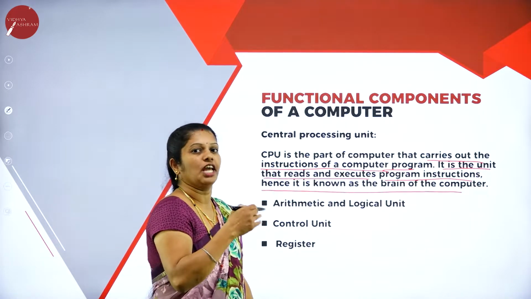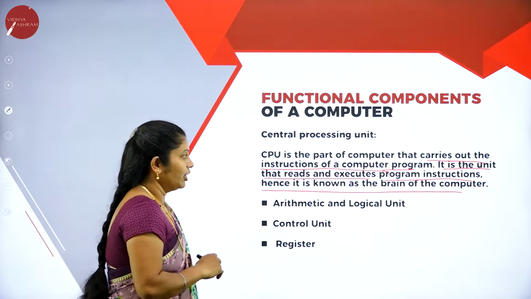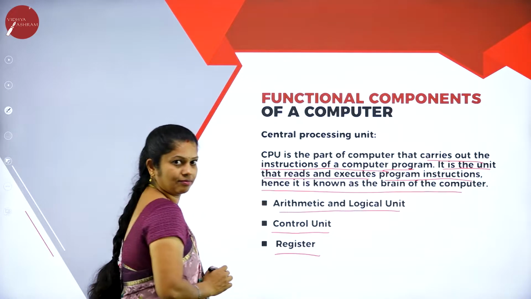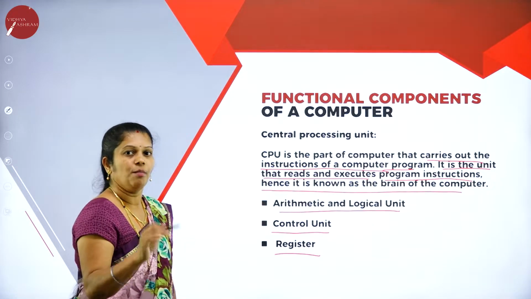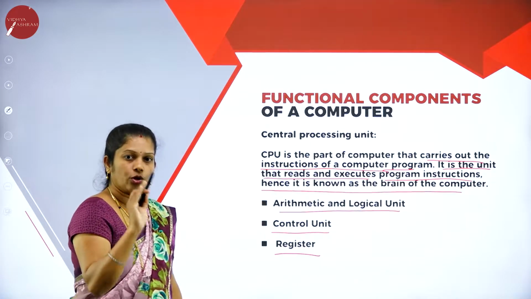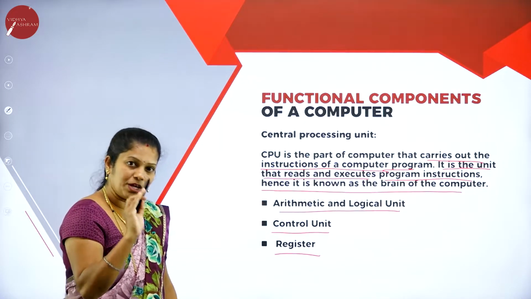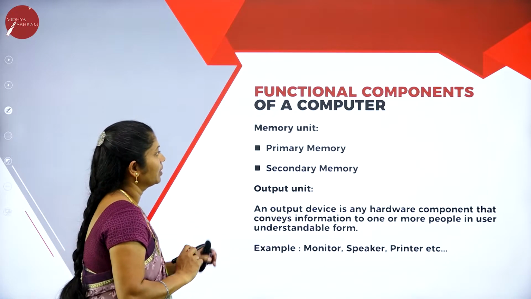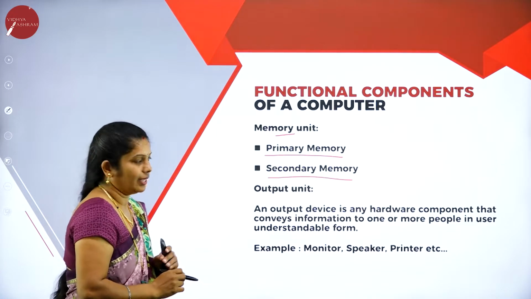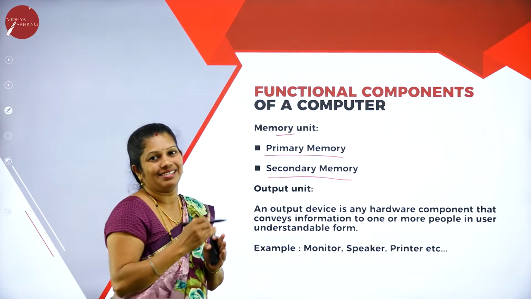Depending upon the type of CPU, we classify which type of computer it is. The CPU has three components: the arithmetic and logic unit, the control unit, and the register. The arithmetic and logic unit will perform all arithmetic and logical operations, the control unit will control the overall operations, whereas the register is a high-speed memory that stores intermediate data. Next, in memory, there is primary memory and secondary memory. In secondary memory, data is stored permanently, whereas primary memory stores the recent data.